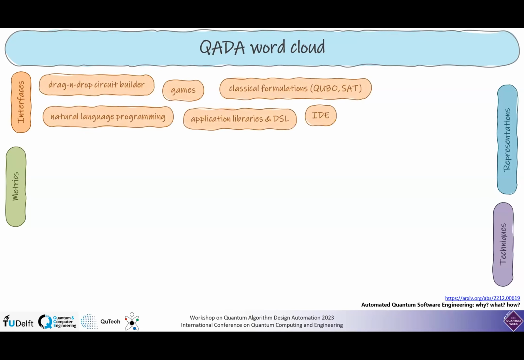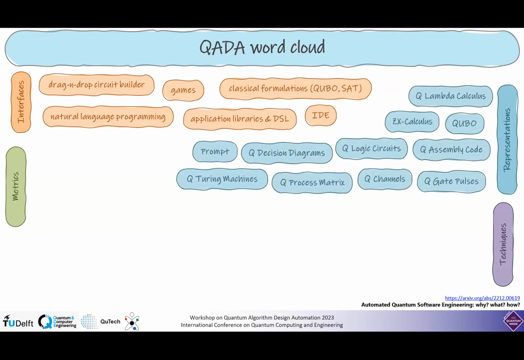So for the interfaces part, it can be as simple as a drag and drop quantum circuit like Quirk, which has been around for some time. We also have a talk on games, how that can develop quantum solutions. Classical formulations, algorithmic libraries, and DSLs are in most of the quantum languages that we have now. And given the popularity, we can also now program in quantum natural language, probably all of it.